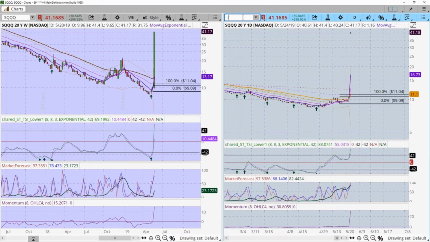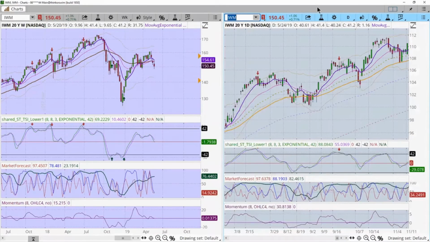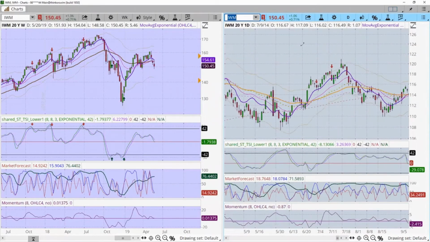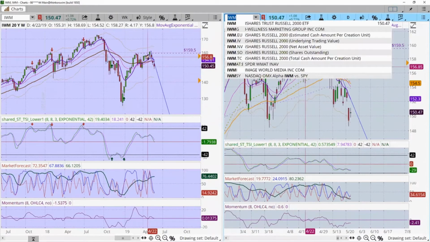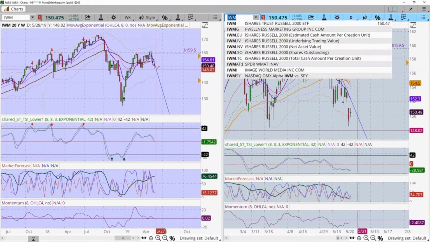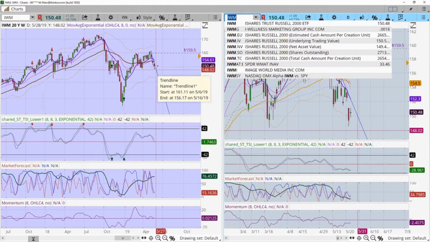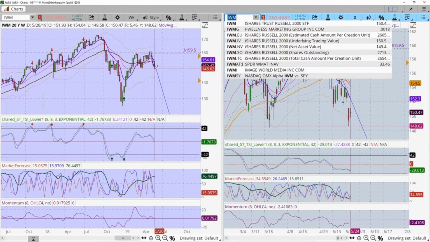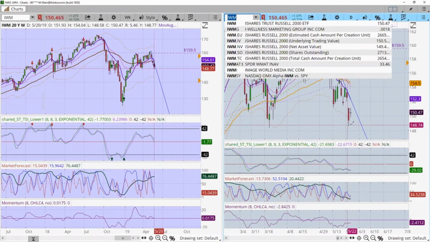IWM. So IWM again continues to be one of the weaker links. Now take a look at IWM at a support level right here at about the 148.62 level. And if that is broken to the downside, anticipate more move to the downside.